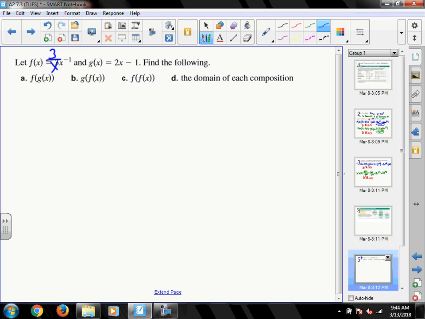Where your letters occur are important in this. So, which one is the farthest inside? F or G? G is farther inside, okay? So G is inside of F, which means we're going to take function G and put it inside whatever function F is. So, since F is 3 over x, wherever there is an x, we're going to put 2x minus 1. So that's going to give us 3 all over 2x minus 1.